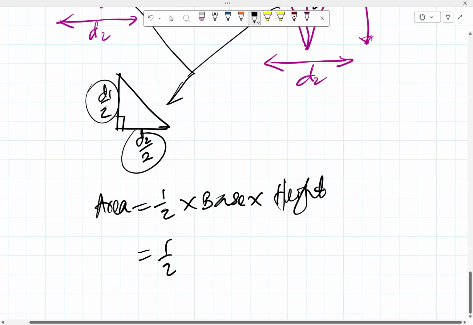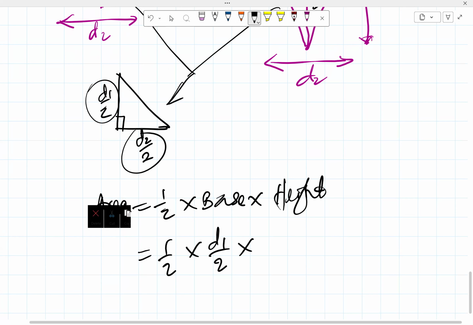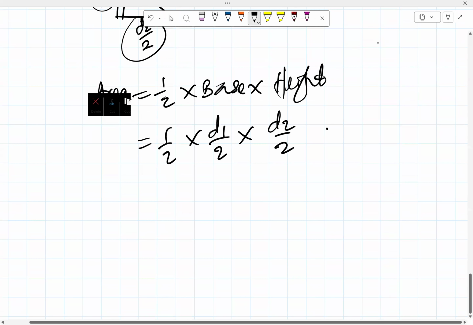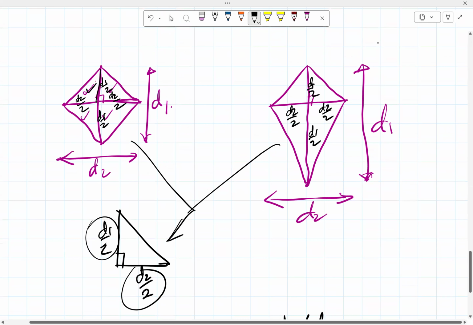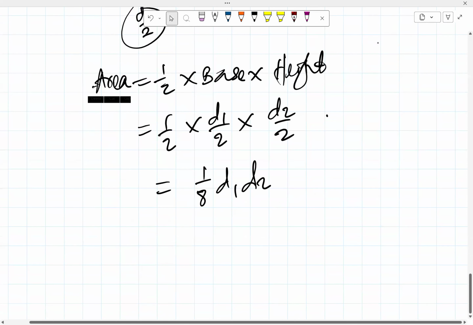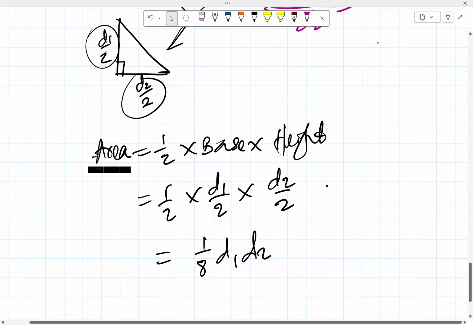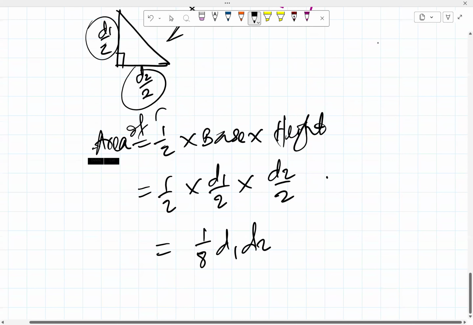So we say half. The base is D1 over 2, and the height is D2 over 2. So in that case now, we have our area to be 1 over 8 D1 D2. And because you have 4 of each in each case, so this is 1, 2, 3, 4. For here too, this is 1, 2, 3, 4. So however you look at it, this is the area of each triangle in the rhombus.